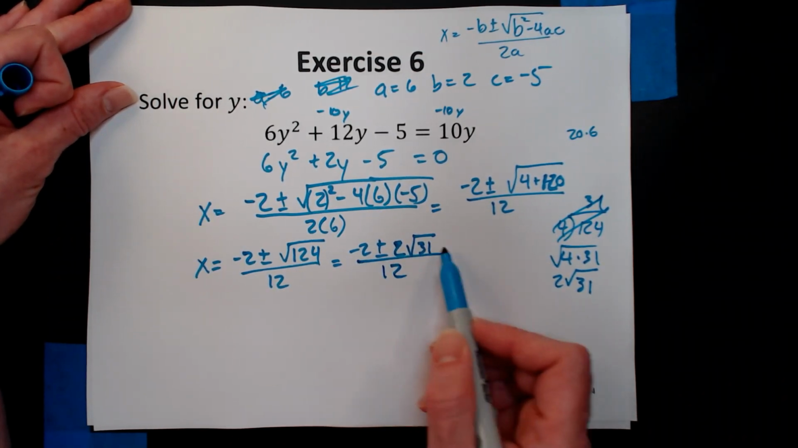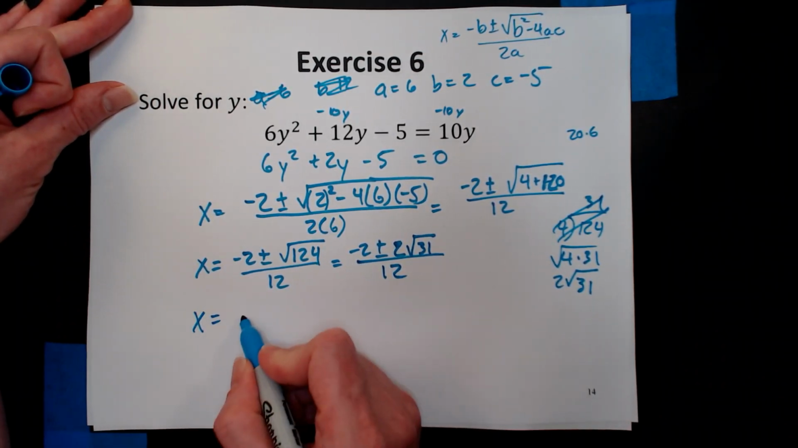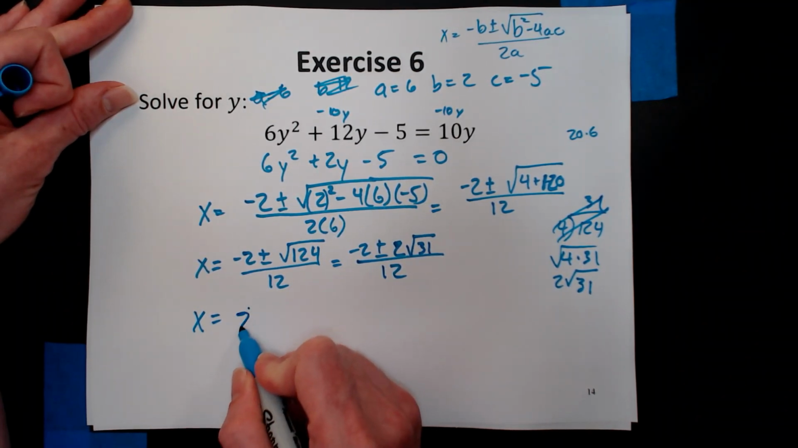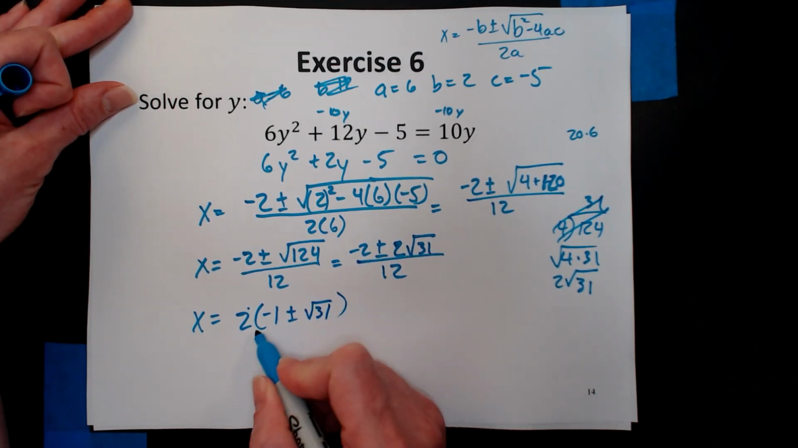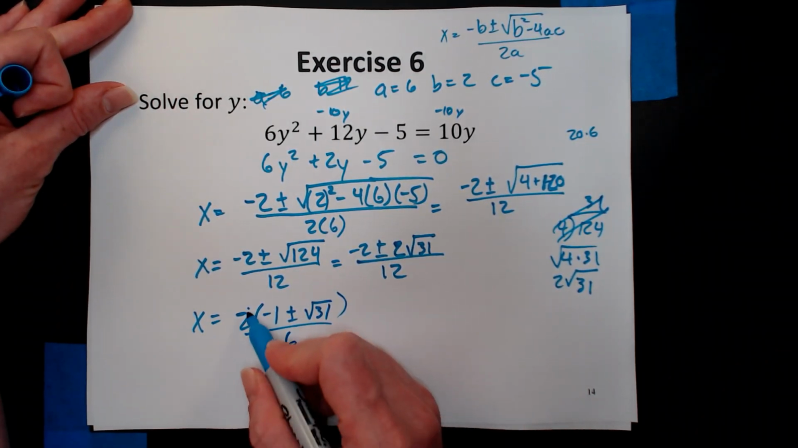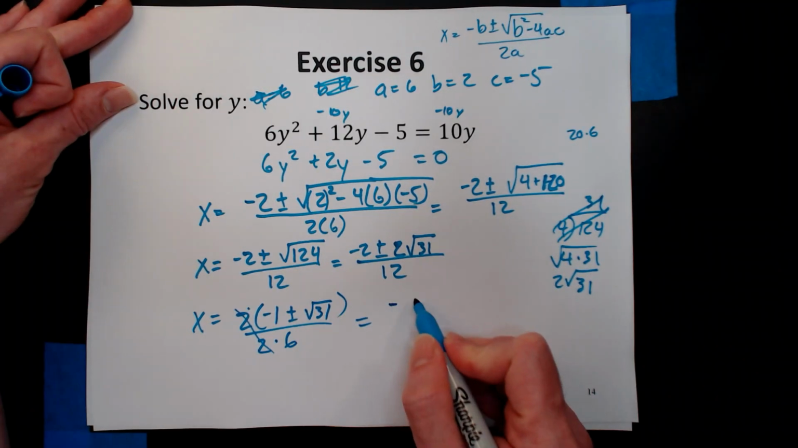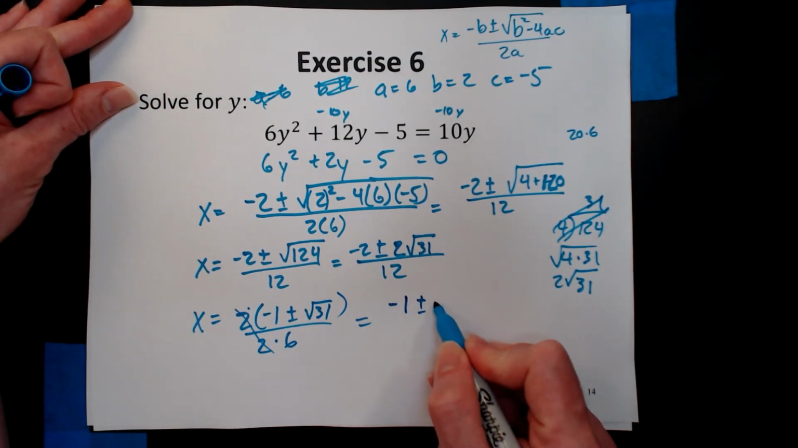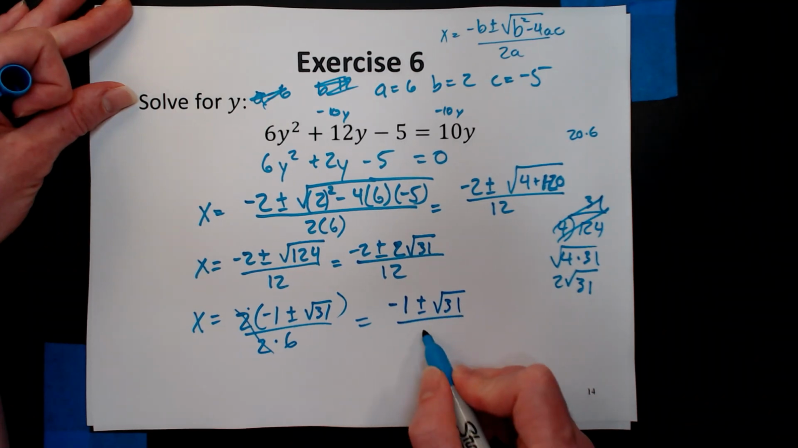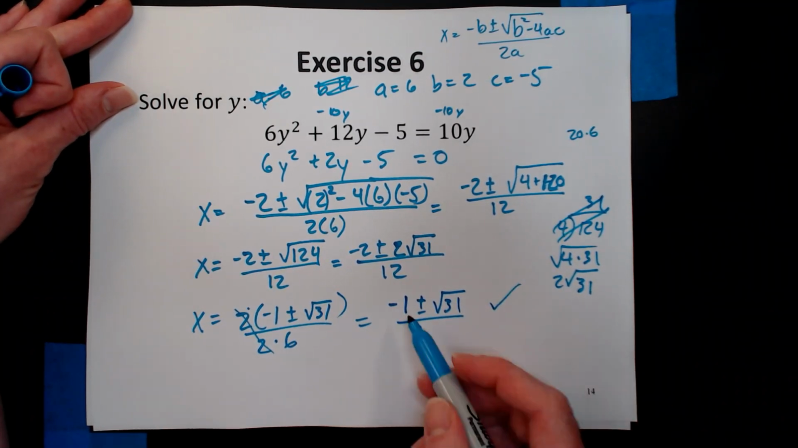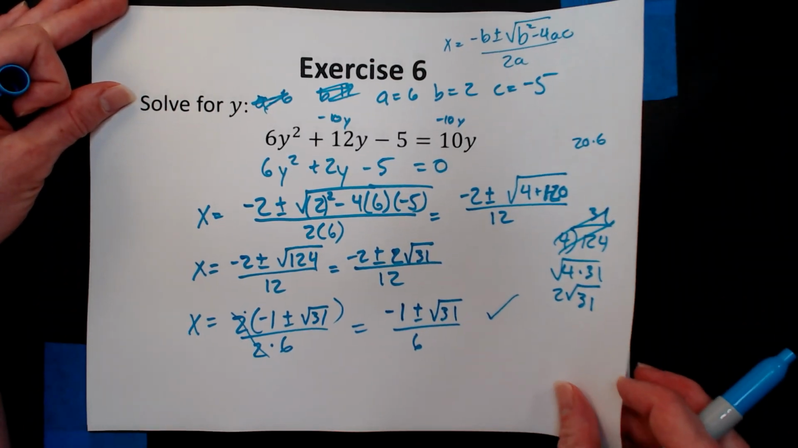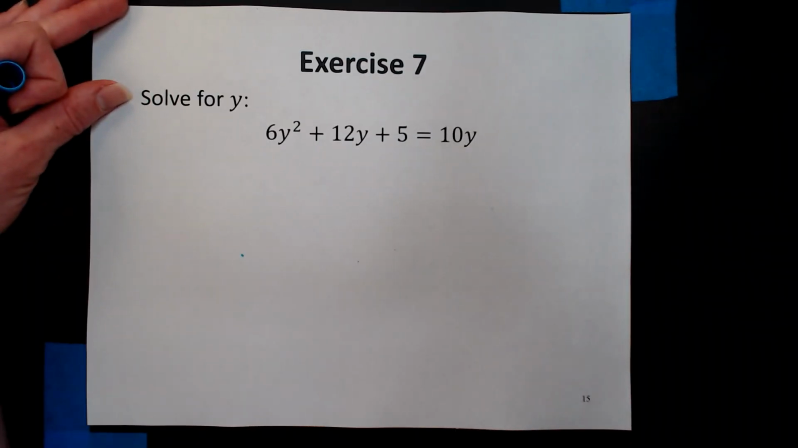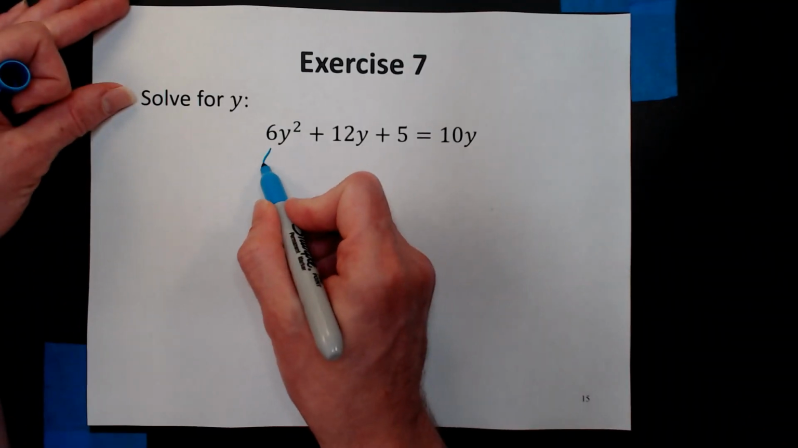All over 12. I can take a 2 out of that numerator, so that can be 2 times negative 1 plus or minus square root of 31, all over 2 times 6. I cancel my 2s, and now I have negative 1 plus or minus the square root of 31, all over 6, and that's my answer. And once again, you write it as 2 separate ones, one where it's positive, one where it's negative. And since we've been getting so many non-imaginary answers back out, we could do this one again.